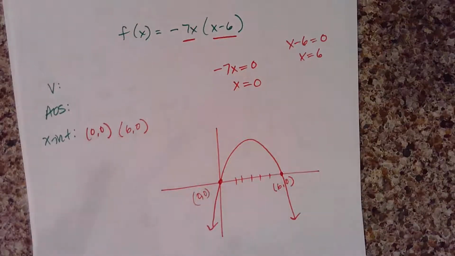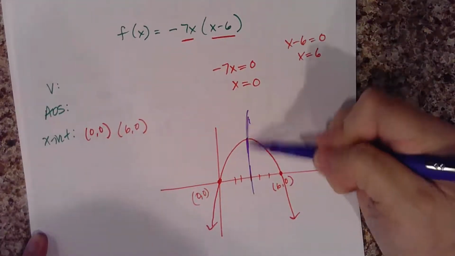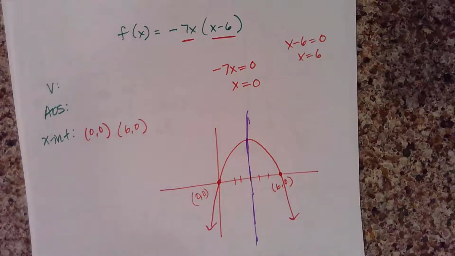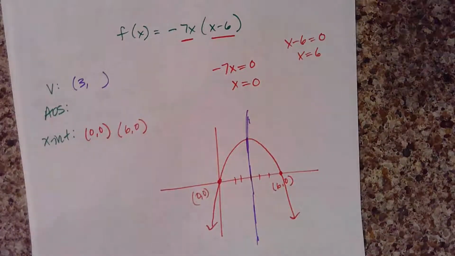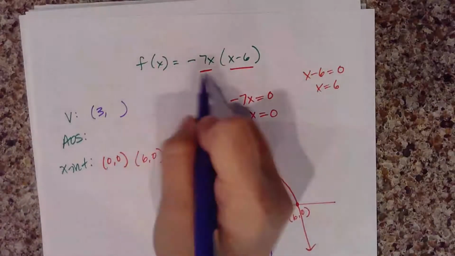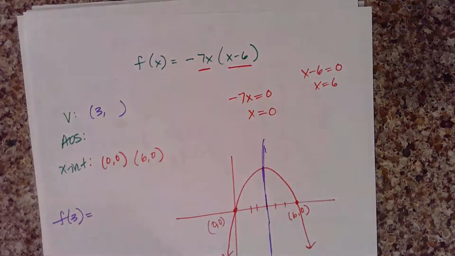Remember what I said about how to find the vertex. If you've already got the x-intercepts, the easiest way to find the vertex is that it has to be halfway between your two x-intercepts. So what's halfway between 0 and 6? You get 3. So the x value of my vertex is 3. To figure out the y value, you go back up to your function. And essentially what you're doing is you're plugging in for x.